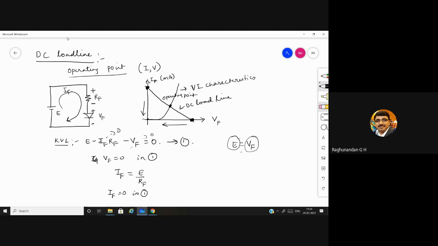So after this, the next one is the temperature dependence of VI characteristics. So what happens if the temperature is going to increase? The temperature increasing doesn't mean that you need to keep it in a hot environment, or on a fire, or in sunlight. It's not like that. Whenever you are applying more voltage, obviously more current will be flowing. When more and more voltage is being given, automatically the temperature across the device will increase.